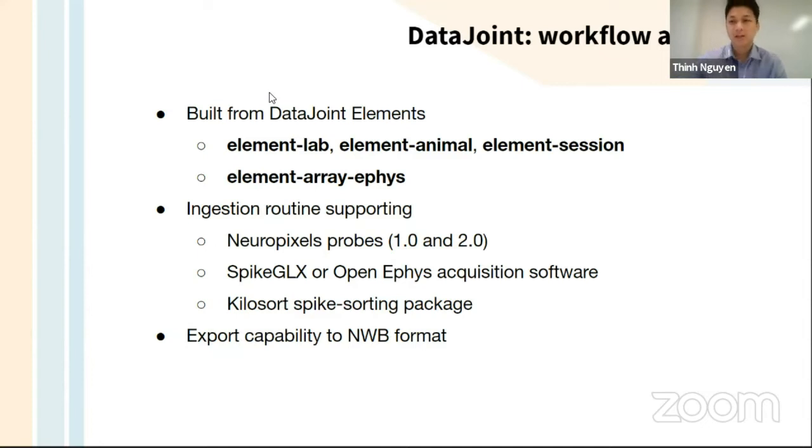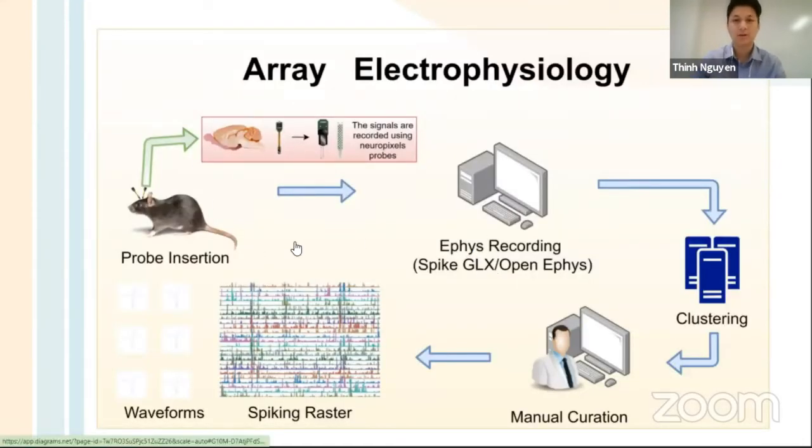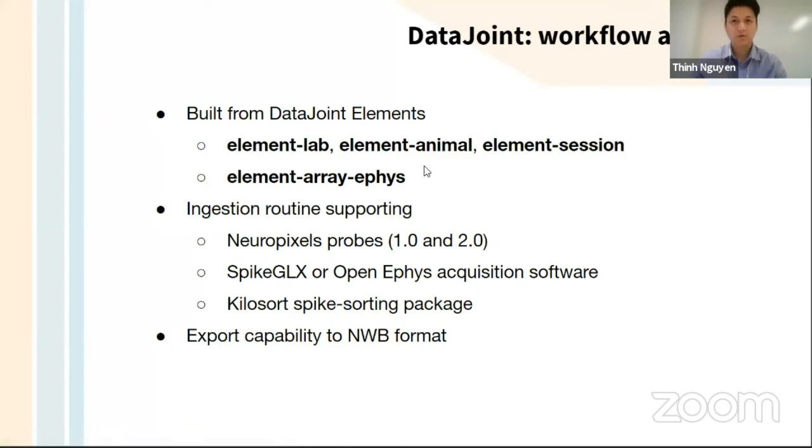This is built from DataJoint Elements. These are the four elements that we're using in this workflow: Element Lab, describing the lab; Element Animal, describing the subject, the mouse; Element Session; and Element Array Ephys. This is the bulk of the pipeline, defining the steps that I've just gone through, right? This diagram right here. This workflow array ephys comes with ingestion routines that support Neuropixels probes 1.0 and 2.0, SpikeGLX and OpenEphys acquisition software, and Kilosort as the spike sorting package.